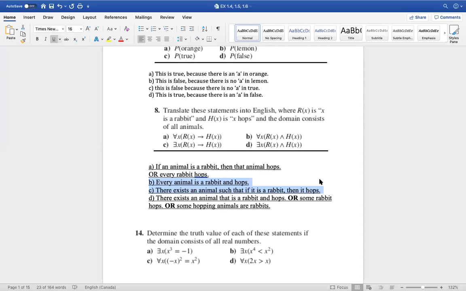Now what's the difference between C and D? I can't understand the difference between them. In part C, we are basically assuming that R of X, which is X is a rabbit, then it hops. But in part D, we are saying that there exists an animal that is a rabbit. We know that there is an animal that is a rabbit. In part C, we don't know if we have an animal that is a rabbit or not, but we are assuming that if an animal is a rabbit, then it hops. Okay, I got it. Thank you.